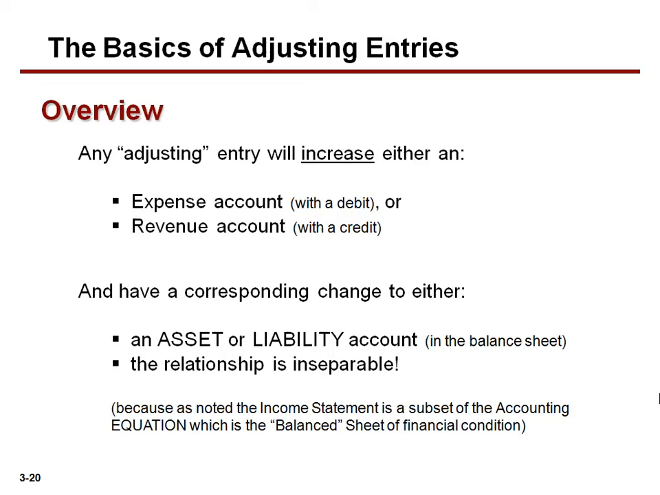Overview comment. Staying in an overview mode here, looking at the forest before we get into the trees, any adjusting entry will increase either an expense account with a debit entry or increase a revenue account with a credit entry and have a corresponding offset change to either an asset account or a liability account in the balance sheet. As we noted earlier, the relationship between the income statement and the balance sheet is inseparable, because the reporting of the income statement is embedded in the owner's equity section of the balance sheet.